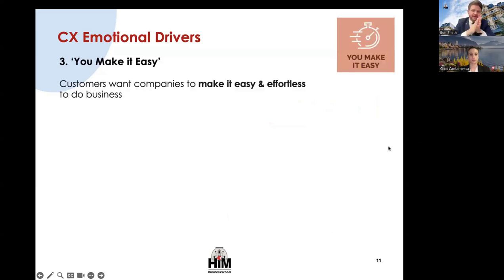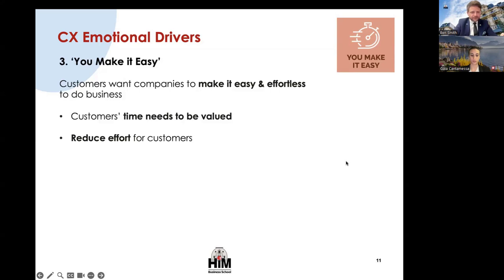Moving on to the third driver, you make it easy. Quite a simple one, this one. It's about not wasting customers' time and showing that their time is valuable to you, either by making the process easier or more effortless. So we need to value customers' time. We need to reduce effort for customers. It is the company that should be making the effort or more effort, and it shouldn't be the customer that has to make the effort.